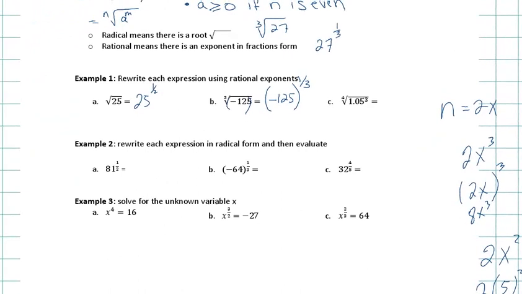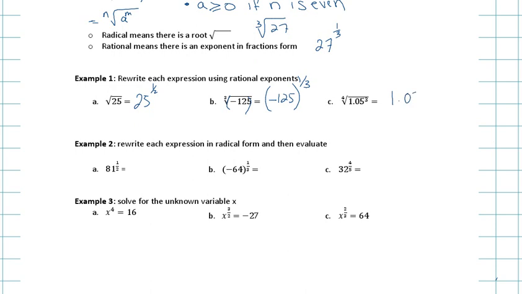Okay, now, how would I write the next one? The 4th root of 1.05 to the power of 3. That is 1.05 to the power of 3 over 4. Whatever's under the root, you can always put it in brackets. You don't have to, unless it's a negative, then you do have to. Okay?